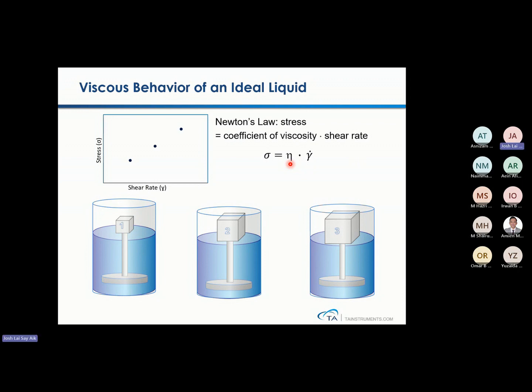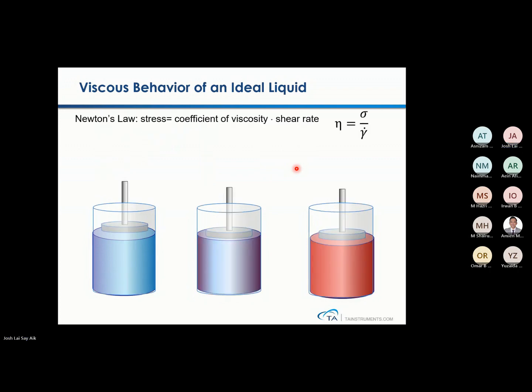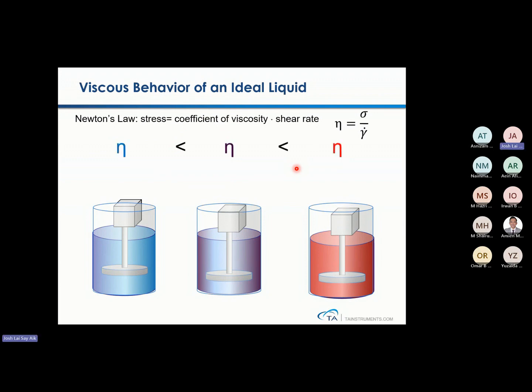For Newtonian materials, governed by Newton's law, you only have a single viscosity. Same principle: shear stress over shear rate gives you a single viscosity. This is only for Newtonian materials. Now, three different viscosities under the same load: the red color one will have the highest viscosity compared to the purple one, followed by the blue one.